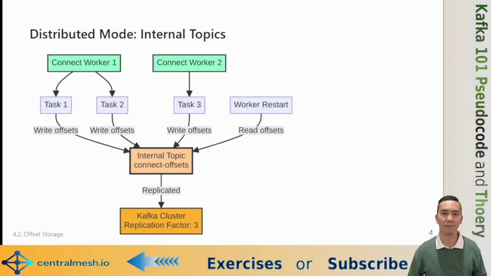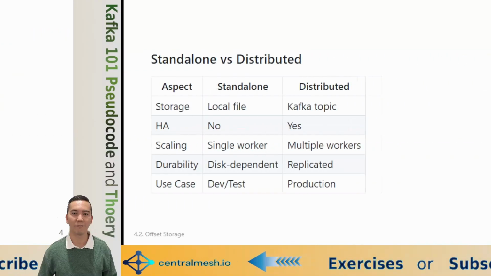Notice the worker restart shown on the diagram. Suppose worker 1 suddenly crashes. Kafka Connect automatically redistributes its tasks to another worker. When the new worker starts executing those tasks, it first reads the latest offsets from the connect-offset topic. Because every worker shares the same offset storage, processing continues from exactly the previous position without needing any manual intervention.